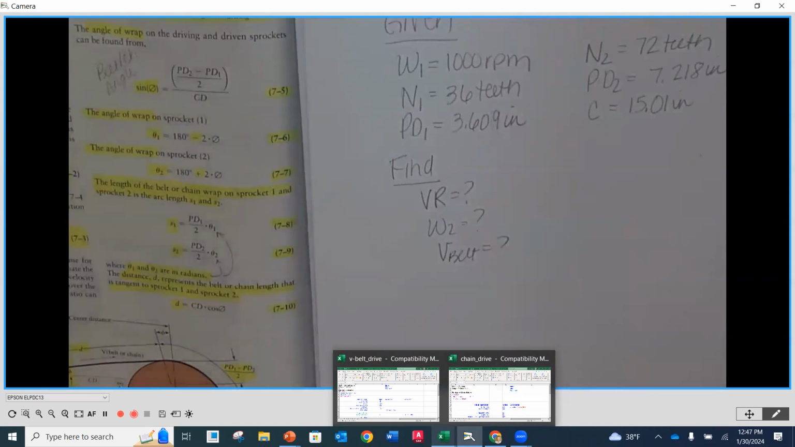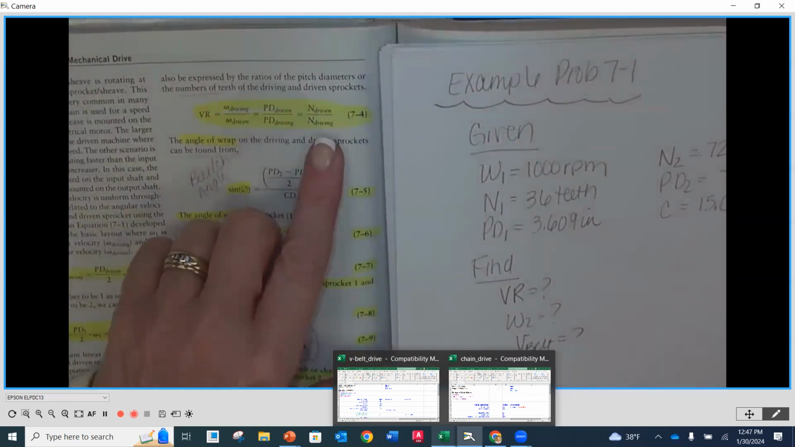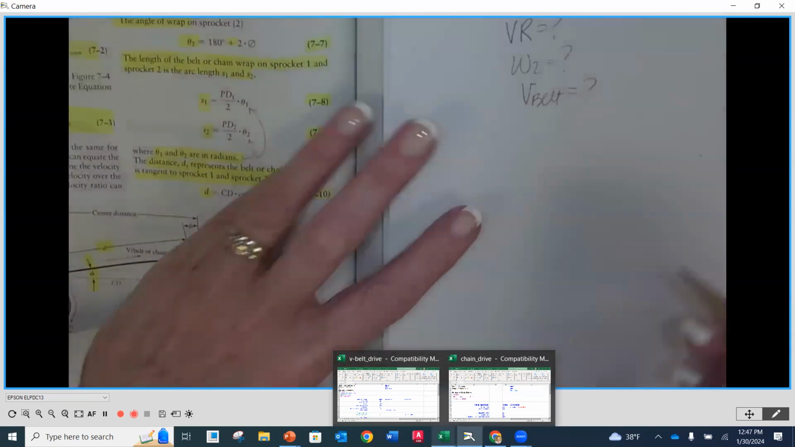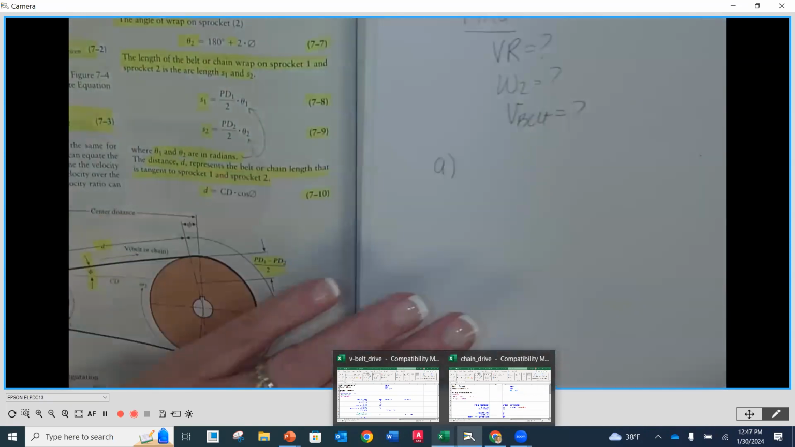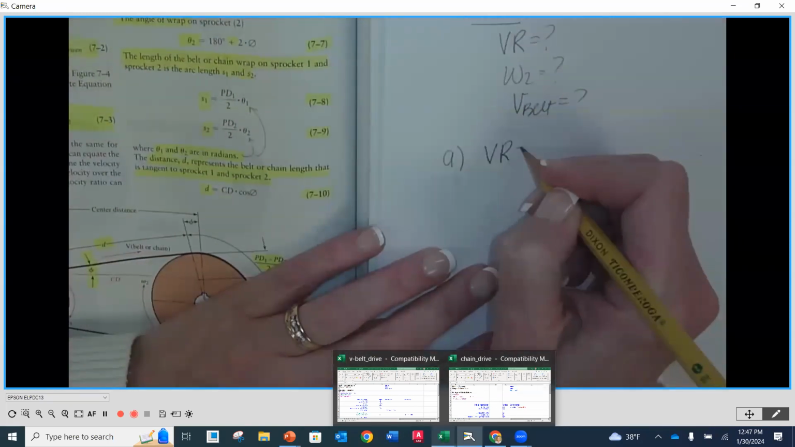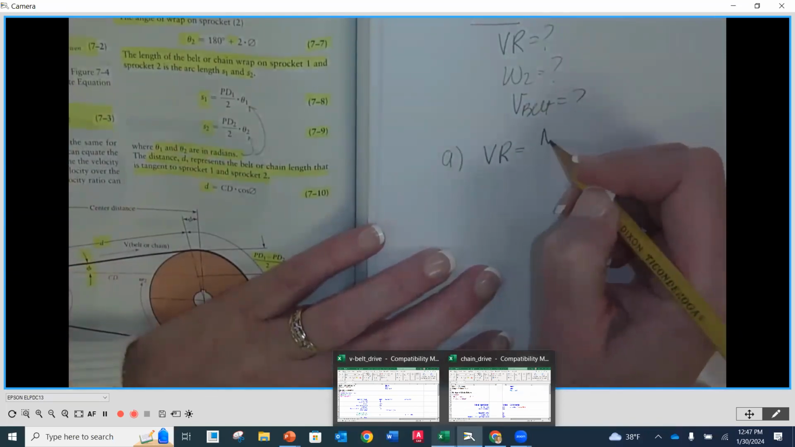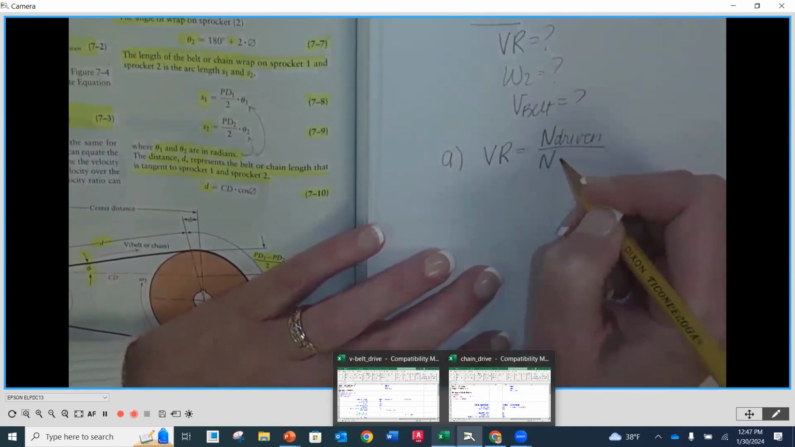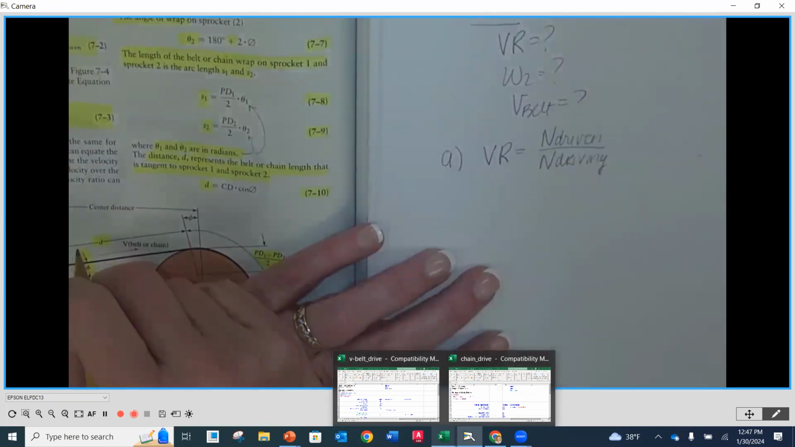All right, so we already identified for velocity ratio, we're going to use the number of teeth on the driven divided by the number of teeth on the driving, right? So step number 1, or part A, I think they're calling it, part A is velocity ratio. Velocity ratio, we're going to write our equation in variable form first. It's going to be the number of teeth driven divided by the number of teeth driving. Okay.